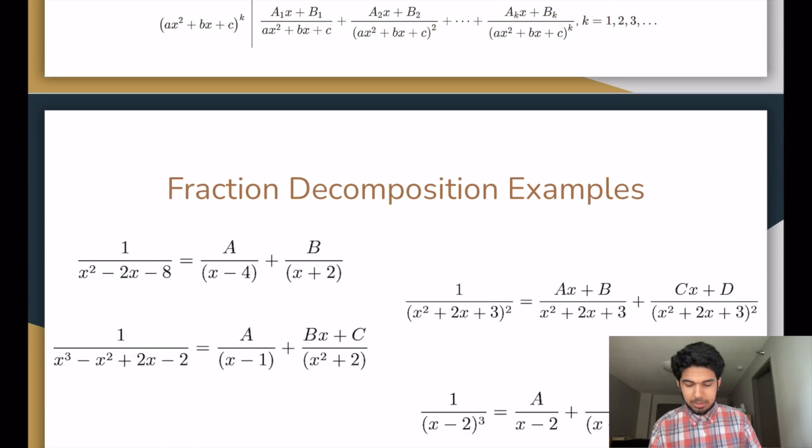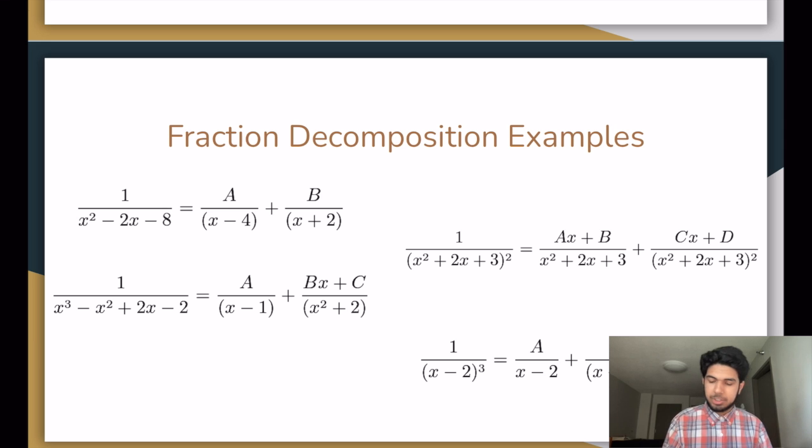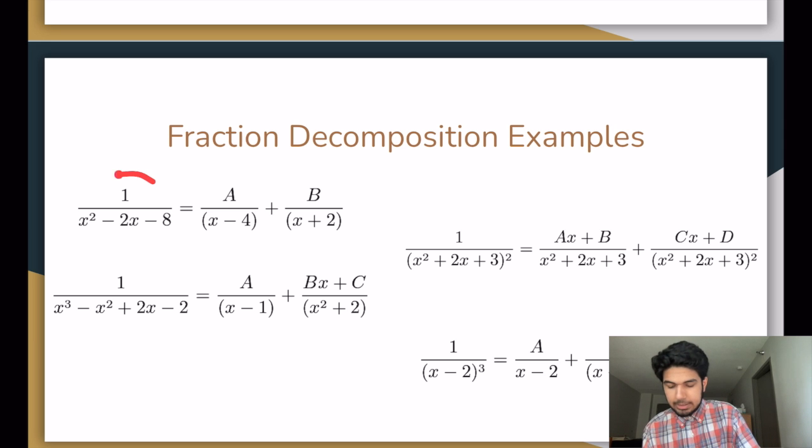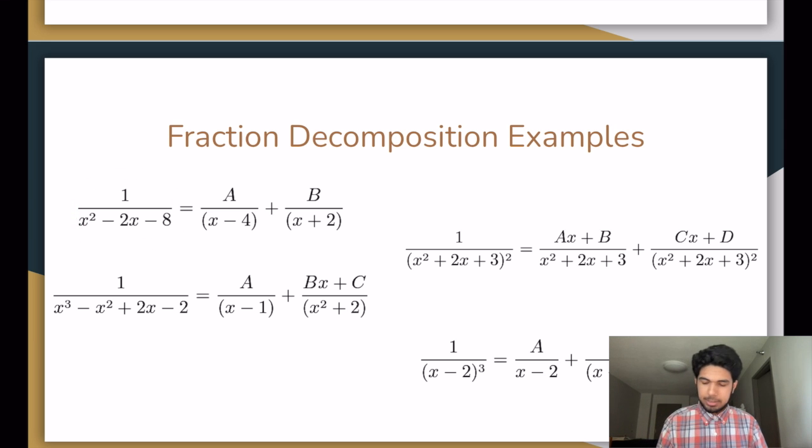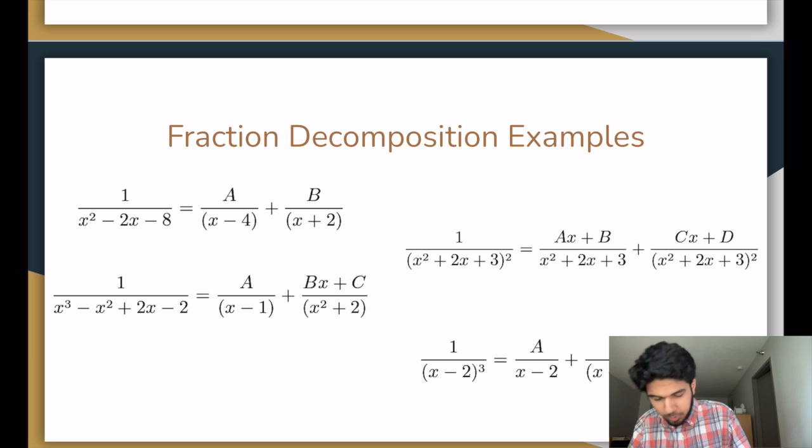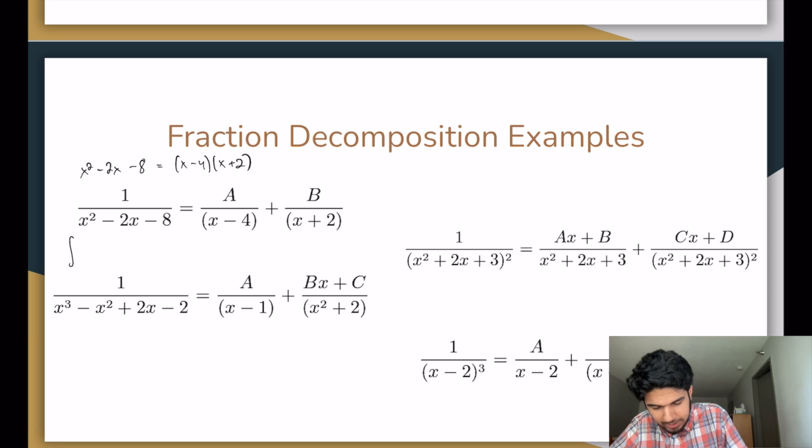So let's take a look at some examples of fraction decomposition. Let's say this was our integrand. We want to factor our denominator to look at its factors. So we know that x squared minus 2x minus 8 is equal to x minus 4 times x plus 2. So we're essentially taking the integral of 1 over x minus 4 times x plus 2 dx.